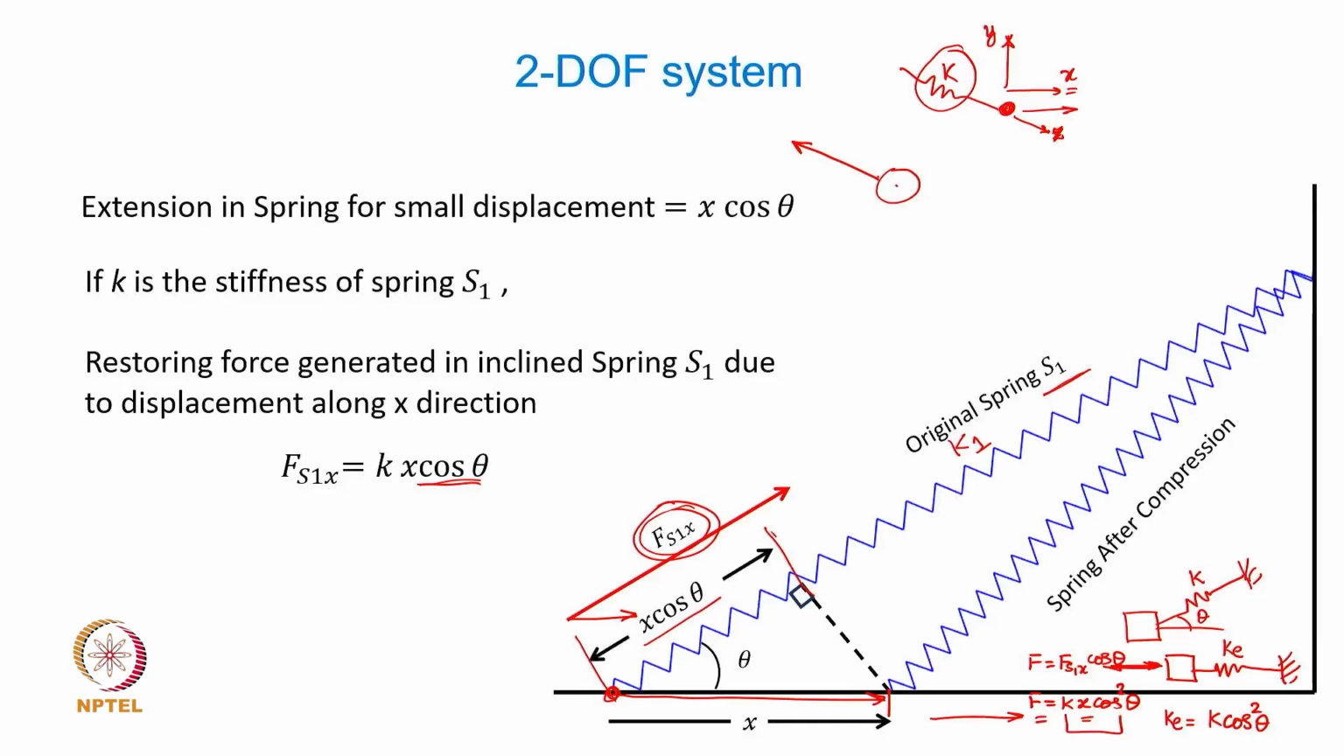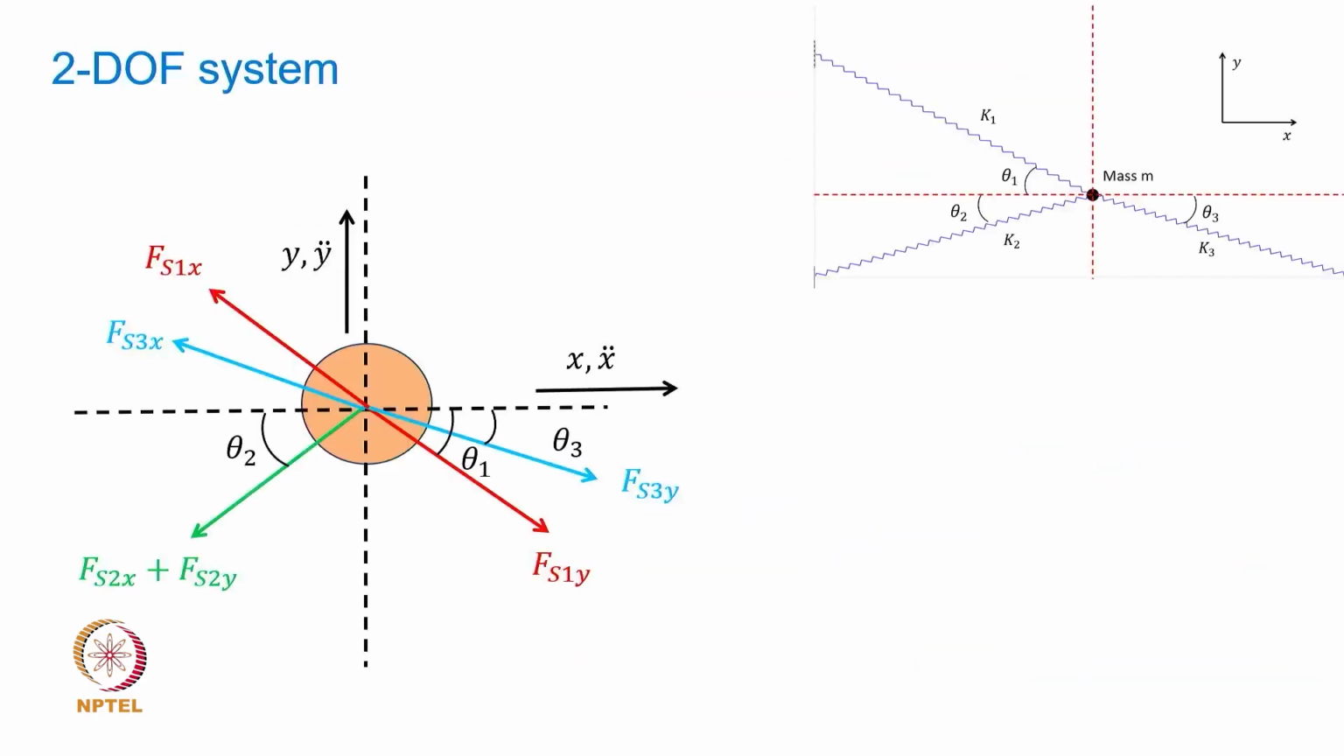Now this is just the revision of what we discussed right in the beginning of the course when we discussed single degree of freedom system. Now on similar lines, you can figure out what are the restoring forces coming from each of the inclined springs on the mass. So if I consider the free body, the mass m, which is shown here, the various forces which are going to be acting on this mass because of the stretching in the springs k1, k2, k3 along x and y direction are given by these forces.